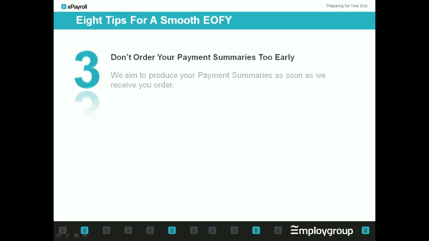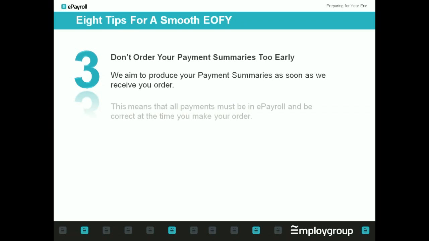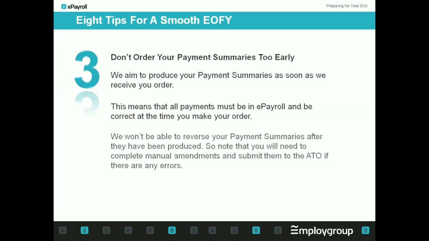Don't order your payment summaries too early, and we did talk about this earlier, and I can't stress it enough. We aim to produce your payment summaries as soon as we receive your order. That means that all payments must be in ePayroll and be correct at the time you make your order. We won't be able to reverse your payment summaries after they've been produced, so note that you'll need to complete manual amendments and submit them to the ATO if there's any errors on your payment summaries.